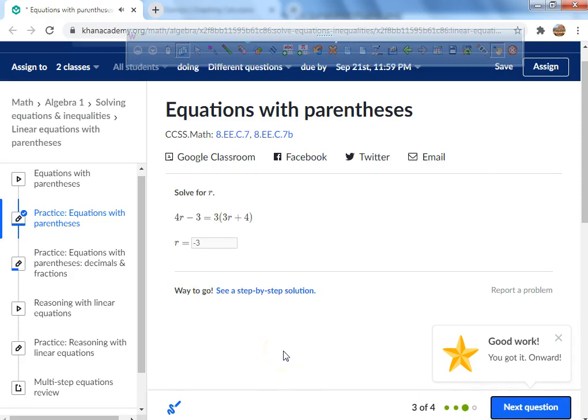Now, are you going to be allowed to use Desmos as a graphing calculator when you're taking a test? Yes. Do I want you to know how to do it by hand? Yes, because will you have to take a test at some point where you're not allowed to use a calculator? Absolutely. So that's what you guys are going to be doing. Equations with parentheses. Good luck.